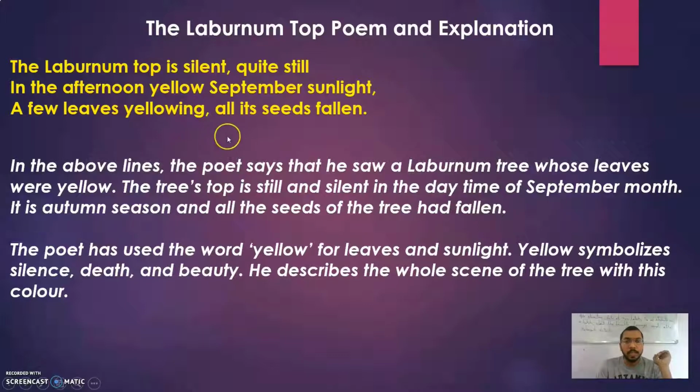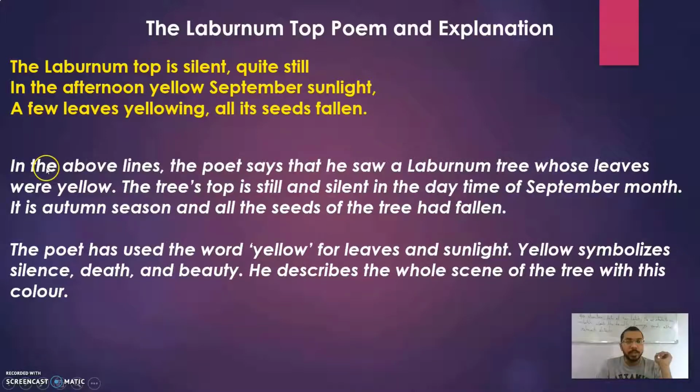A few leaves yellowing and its seeds fallen. And obviously this is the September month, that means the season when the leaves turn yellow and the seeds fall, that is the autumn season. So the leaves are turning yellow and the seeds are falling.